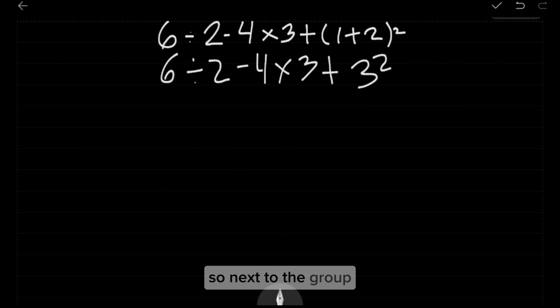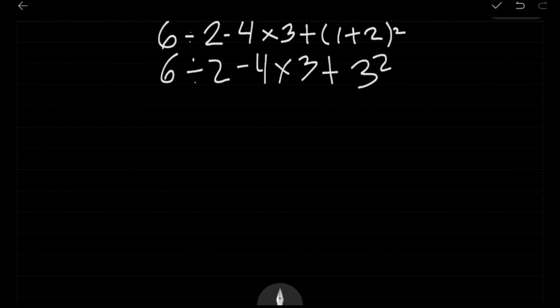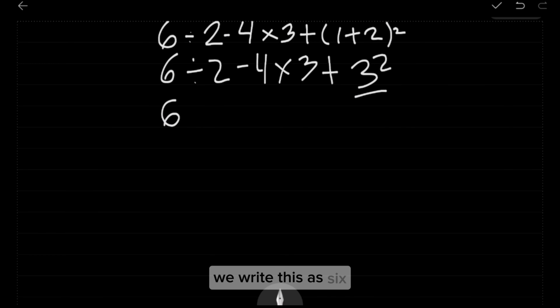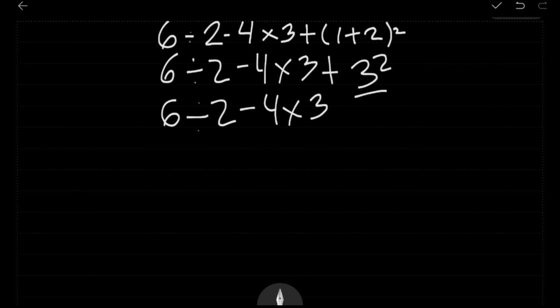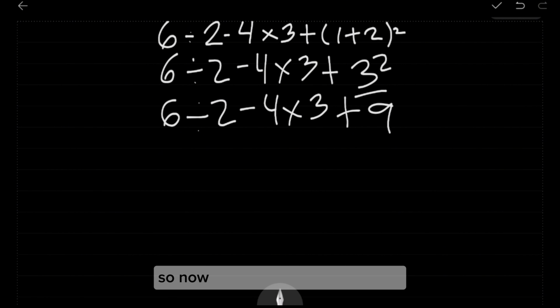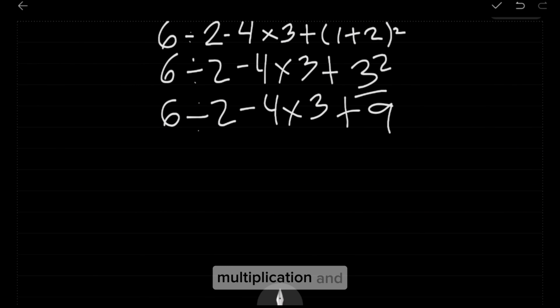Next to the group is the number with exponents. Here we have 3 squared. We write this as 6 divided by 2 minus 4 times 3 plus the value of 3 squared, which is 9. So now all the exponents are gone. We'll be moving on to multiplication and division.